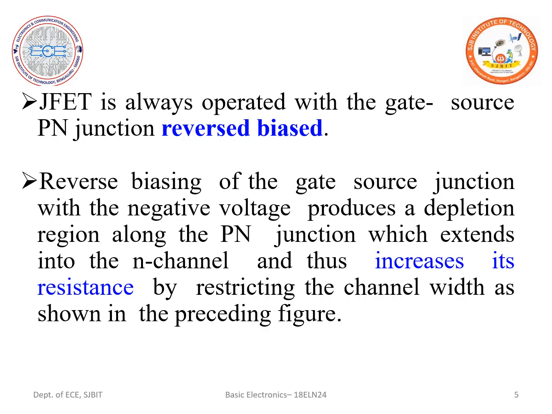We also saw the logic symbol of the field effect transistor. Now a JFET is always operated with the gate-source PN junction reverse biased. Reverse biasing means that we connect the source and the gate terminal of the JFET to a negative voltage, which produces a depletion region along the PN junction that extends into the N channel and thus increases its resistance by restricting the channel width, as shown in the preceding figure.